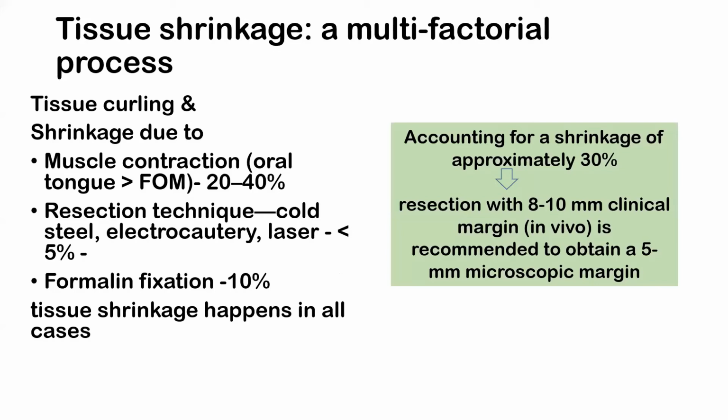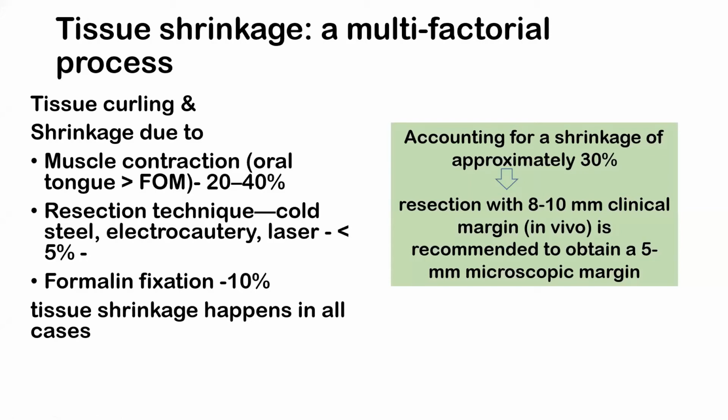Another factor which also affects margin assessment is the tissue shrinkage, and I think we all are now aware that at the moment the specimen is removed, there is variability of tissue curling and shrinkage, and it happens to all the specimens. And this shrinkage is a multifactorial process. There are multiple things that contribute to shrinkage, and it can vary from case to case and from site to site. About 20 to 40% of the shrinkage is due to the muscle contraction that happens immediately after removing the specimen. And this would be more for tongue specimens compared to floor of mouth or alveolar specimens.